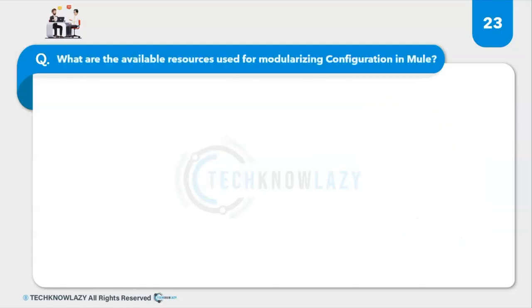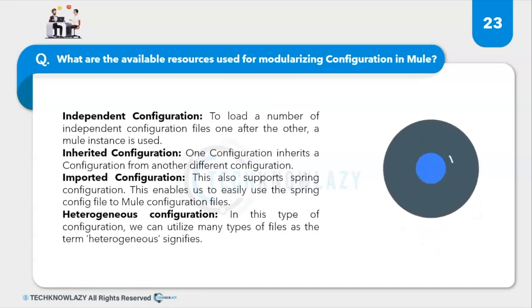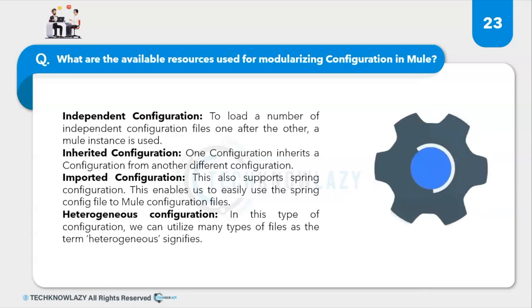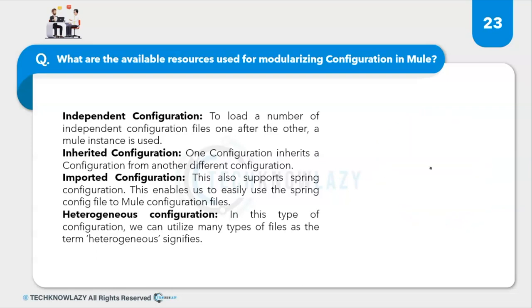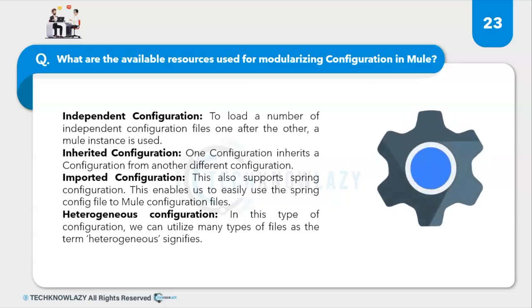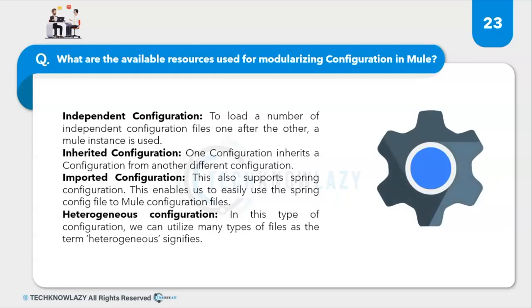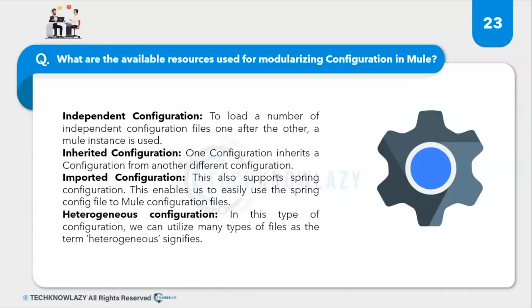Now the 23rd question. What are the available resources for modularizing configuration in a Mule? The answer is four different resources. The first one, independent configuration. Independent configuration is used to load a number of independent configuration files one after the other in a Mule instance. And the next one is inherited configuration. One configuration inherits a configuration from another different configuration.